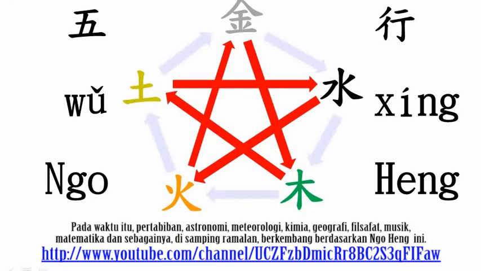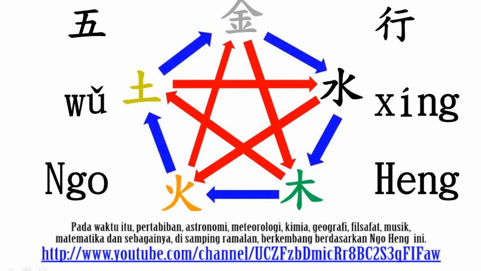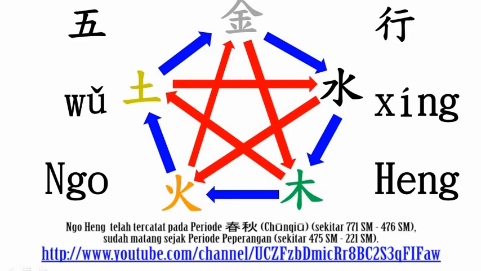Medicine, astronomy, meteorology, chemistry, geography, philosophy, music, mathematics and so on, in addition to divination, were developed on the base of this 五行 at that time. 五行 had been recorded during the 春秋 period, approximately 771 BC to 476 BC, and matured since the Warring States period, about 475 BC to 221 BC.